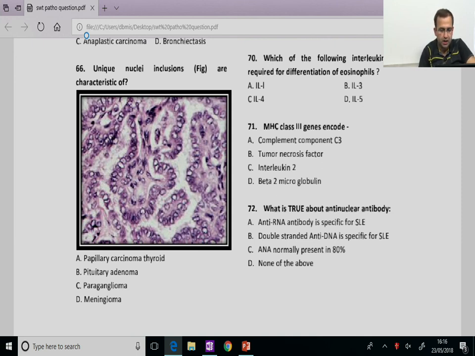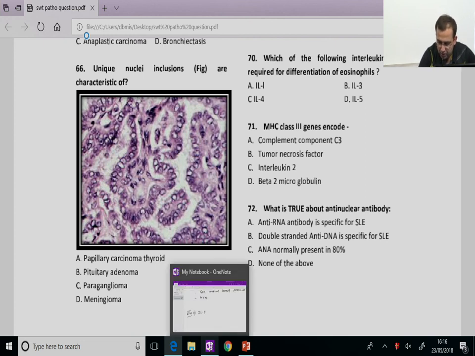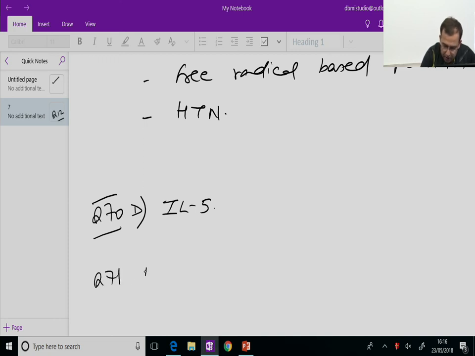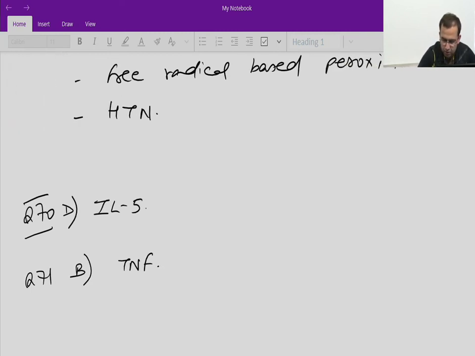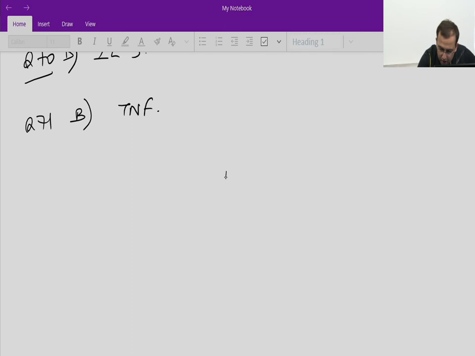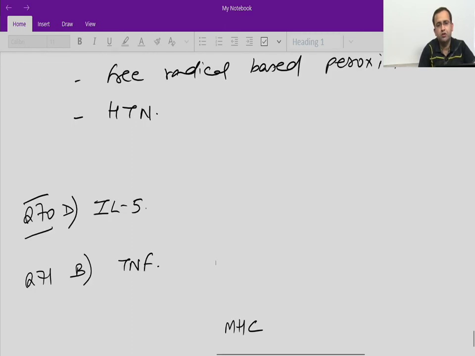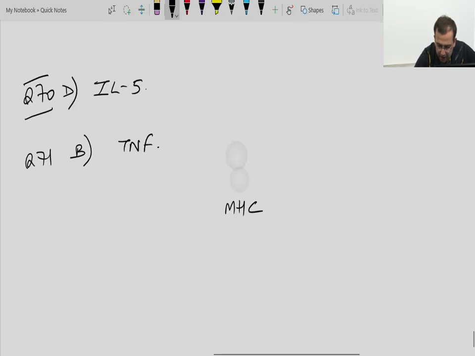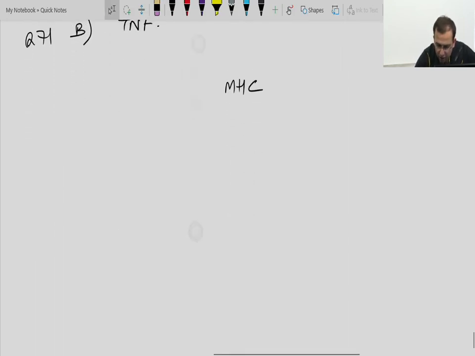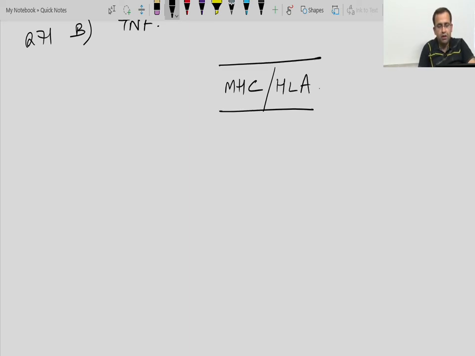Next, this gets us to the next question, that is MHC class 3 gene encodes for. Firstly, let us start with MHC. The answer is B, that is TNF, tumor necrosis factor. But this is an important topic, so let us do this in slight detail. MHC, major histocompatibility complex, or HLA, human leukocyte antigen. What is the difference between the two? HLA is only for humans, whereas MHC is for all mammals. We are human doctors, so for us practically it's the same.